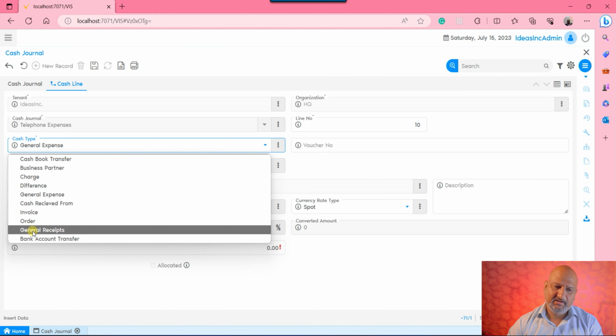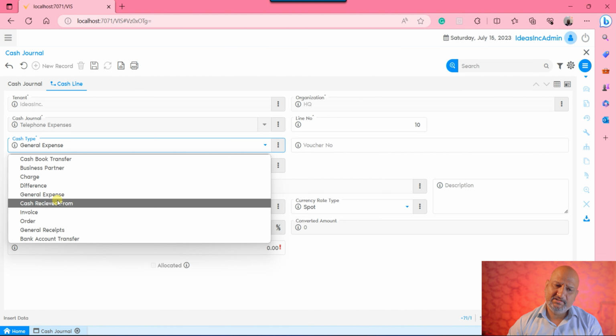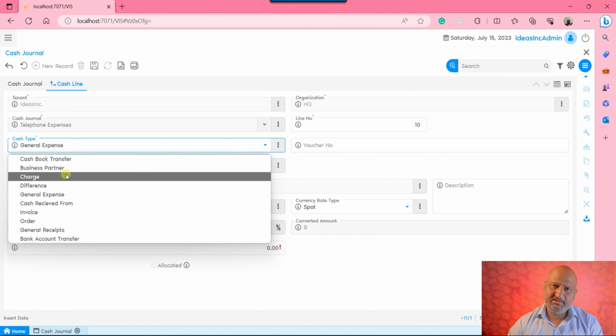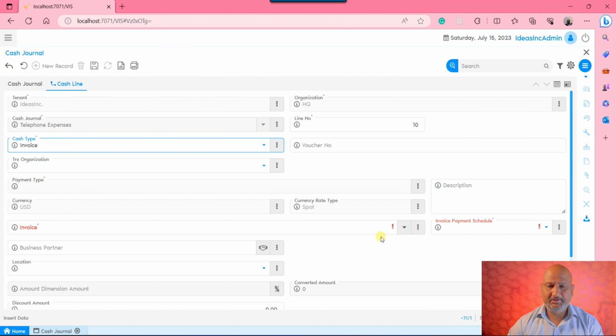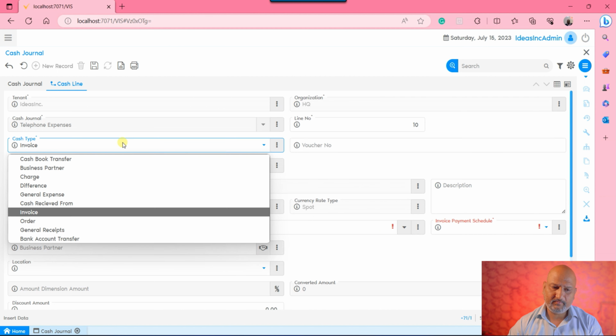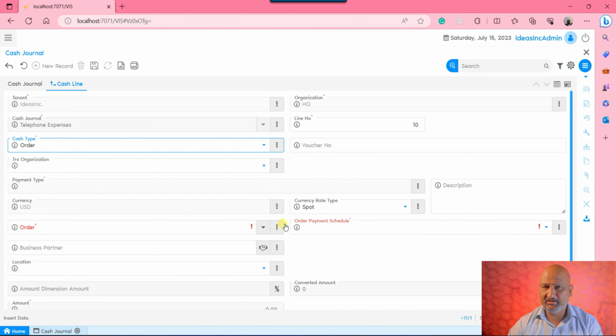That all depends. However, instead of these two, you would be able to choose charge, and you can select a relevant charge and push that value into that particular ledger code. Okay. Then if you are receiving something or paying against an invoice, you would be able to select the invoice. Thereafter, if it is an order, then you would do it against the order.